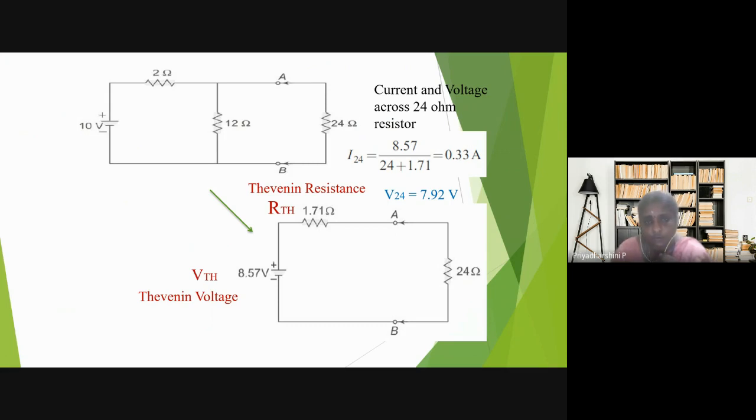Then what is the voltage drop? Voltage V is equal to I into R. So 0.33 into 24 is going to be 7.92 volt. So this is the voltage across the 24 ohms, and this is the current across the 24 ohms. So we got these two things. This network has been reduced by using Thevenin's theorem. The use of Thevenin's theorem is that even though it is a big circuit, with more than two sources or many sources, it can be simplified into a simple Thevenin equivalent circuit, and from that I can find the load current.